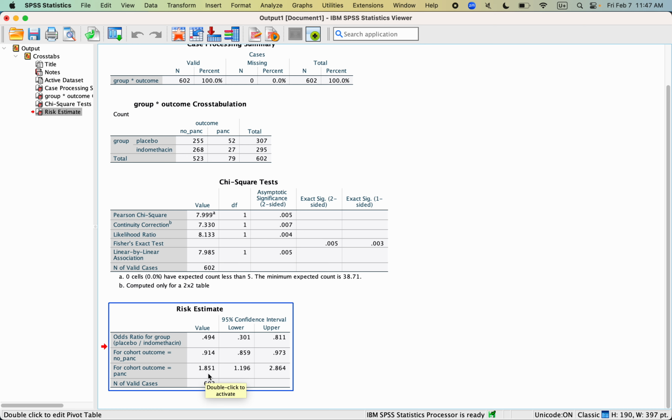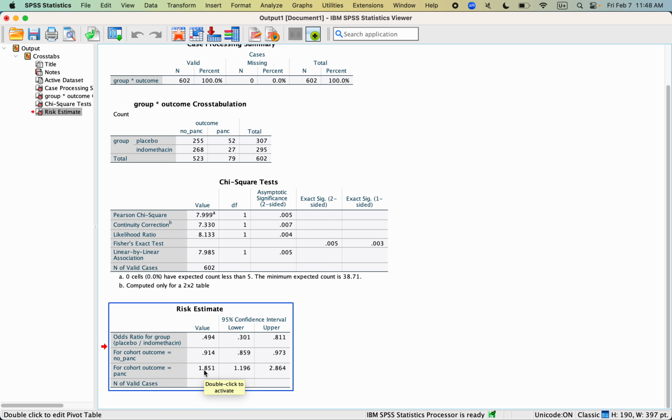This is probably the most important outcome here. What's the risk of pancreatitis? And so we'd say it's about 1.85. That'd be my relative risk in the placebo group, with a confidence interval ranging from about 1.2 to about 2.9. Truth be told, I actually care about the risk of pancreatitis in the indomethacin group. I could divide 1 by my 1.85, right? Just get the reciprocal.